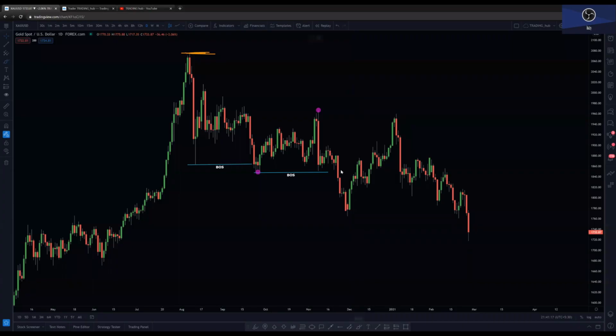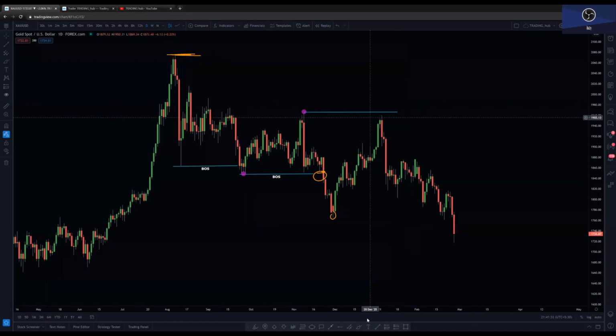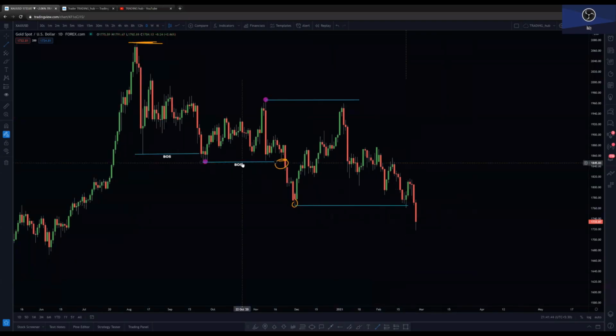Then the market broke this structure and created a new high, and then again pushed higher, but was unable to break this previous swing high, which is here. It went a few pips above, tested this level, and should go down. And here, when the market broke this low, that is also called BOS, break of structure.